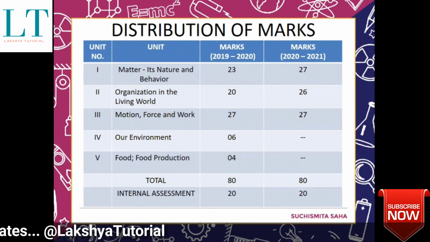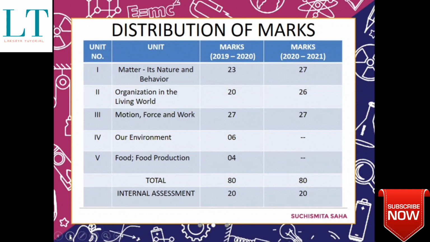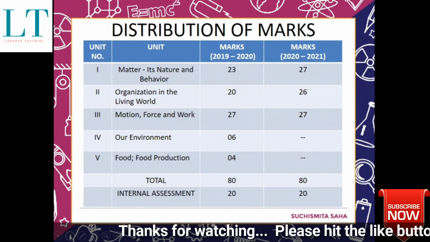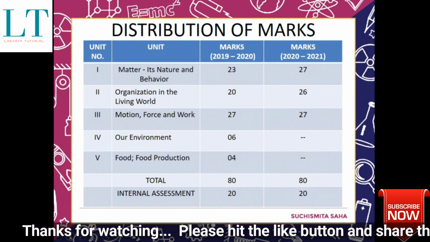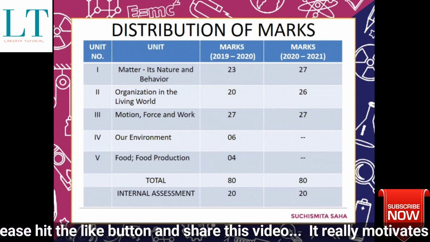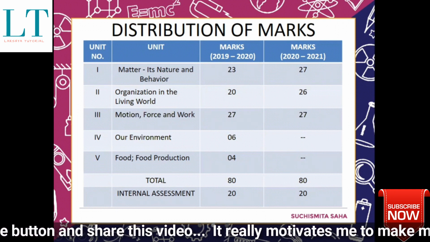Then the last two parts of the unit, our environment and food production. In the previous year they used to come for 6 and 4 marks, but this year this whole unit 4 and unit 5 is totally excluded from the final term paper. Basically unit 4 is coming for portfolio or internal assessment, and food production, that is unit 5, is totally excluded from the syllabus. That's it for the distribution of marks. As such, nothing is left over here to discuss.